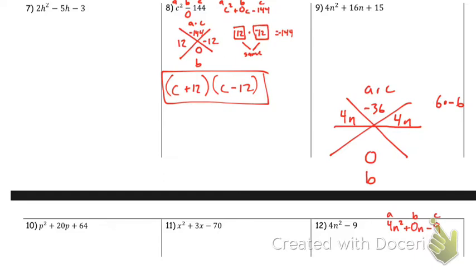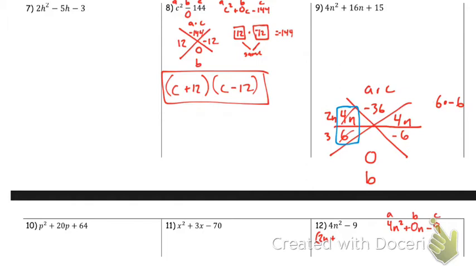So I'm going to put 6 and negative 6. Reduce if we can. So let's reduce this if we can, and we can reduce by 2. If I divide the top by 2, that gives me 2, and the bottom by 2 gives me 3. So we have 2n over 3. Let's put that as our answer.